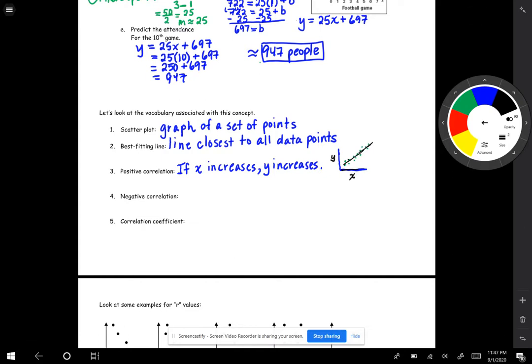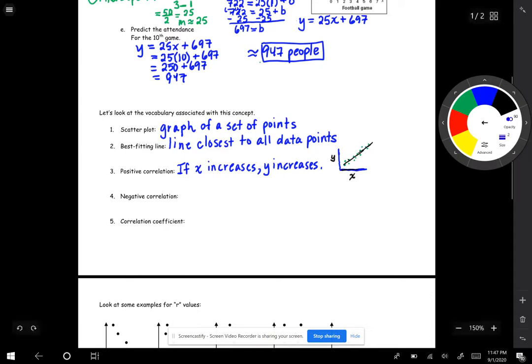And a real life example could be the more you study, the higher your test grades. So the more time you spend studying, that's x, the higher your test scores, your test grades go up. So that's an example of a positive correlation.